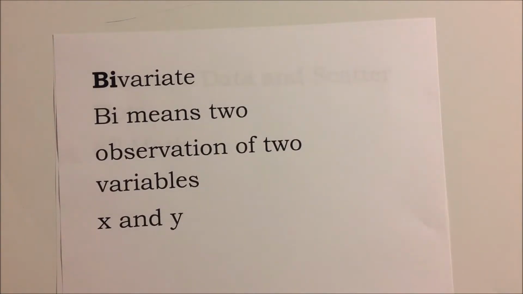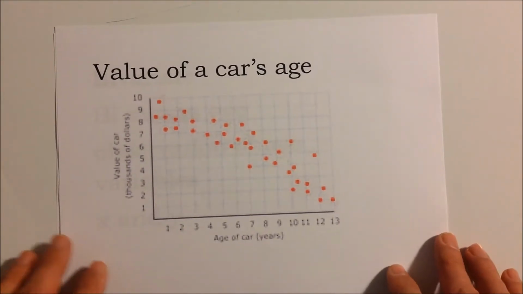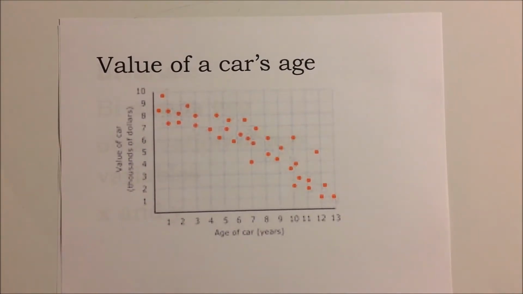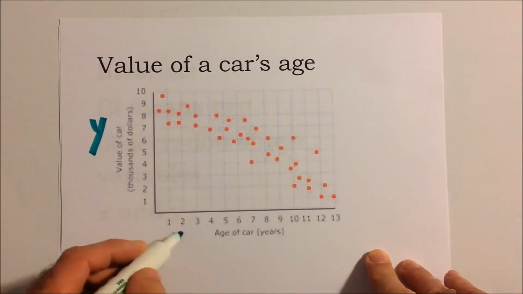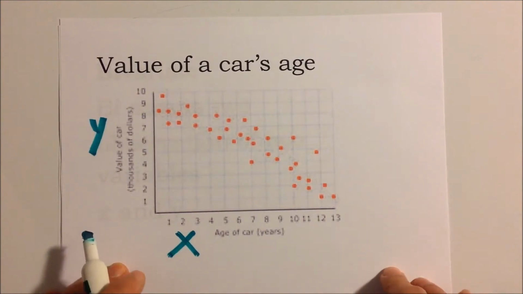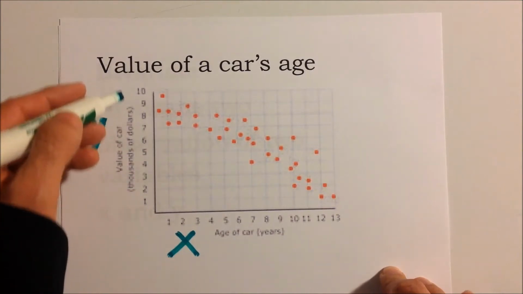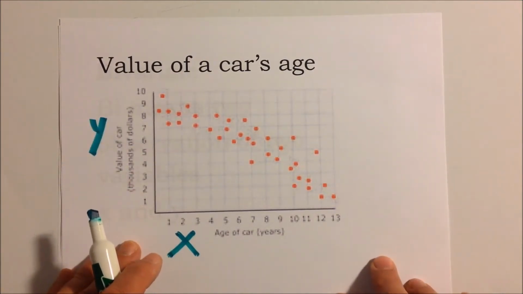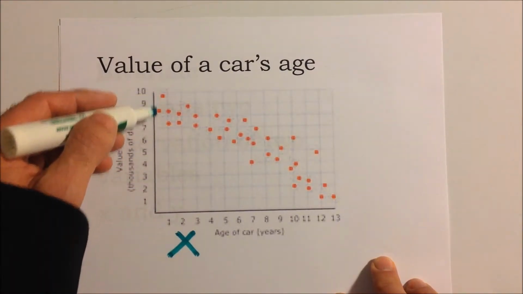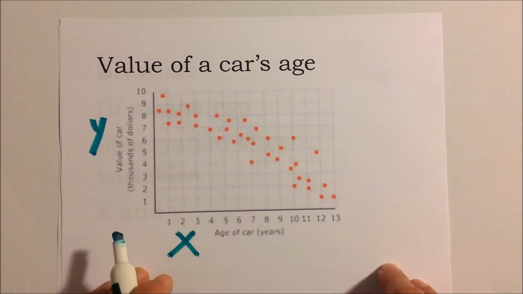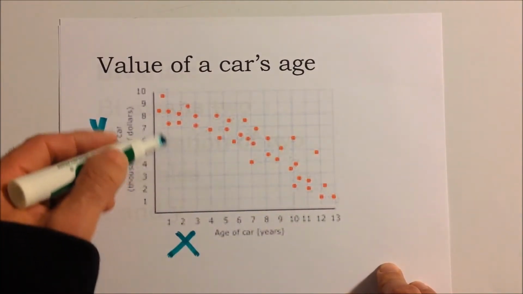So for example, let's use a scatter plot where we're talking about the value of a car's age. So here they have the value. We'll put the value here. This is the y, the value. And the x will have as the age. So there is a correlation between the age of a car and how much value it retained. For example, when you buy a new car, it makes sense that the car would be more expensive than if you bought a used car. So as the car ages, the value of the car goes down.